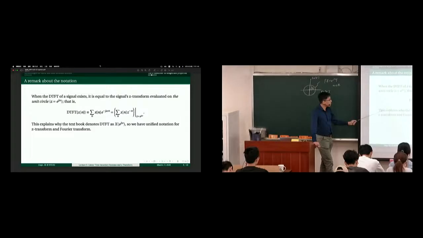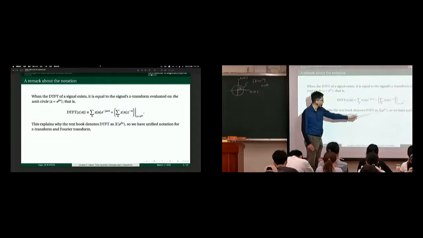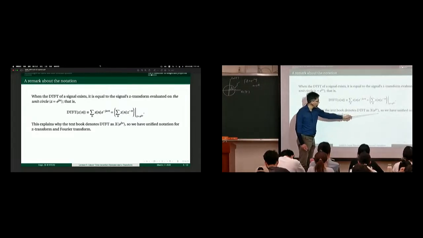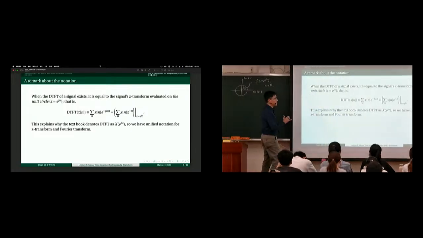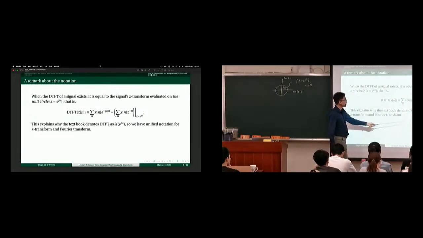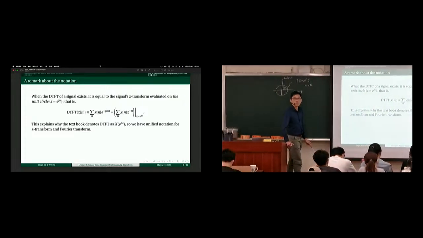So finally, this relation explains why our textbook denotes the DTFT as big X with parentheses, and inside the parentheses, that's why the textbook puts e to the j omega. Okay? That explains why. Because now we have a unified notation for both the Z transform and the Fourier transform, same expression.